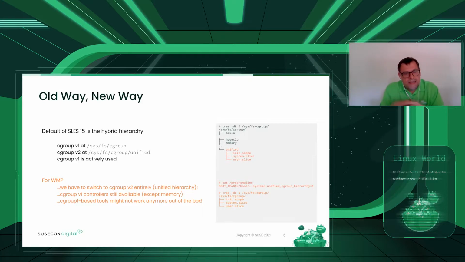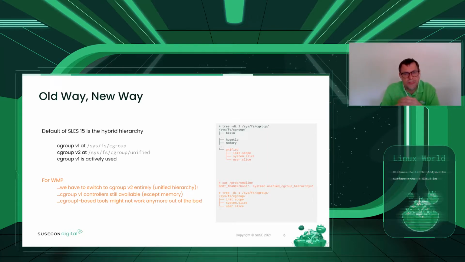So a little bit more detail to explain what that means with unified hierarchies, cgroup 1, 2 only, hybrid, and all the terms which will pop up if you deal with cgroup. The default in SLES15 is still a so-called hybrid hierarchy. So this means that under the mount point, sysfs cgroup, version 1 is mounted. And I have put on the right-hand side a little tree command there. So this is the content of sysfs cgroup. And the black one, that's cgroup 1.